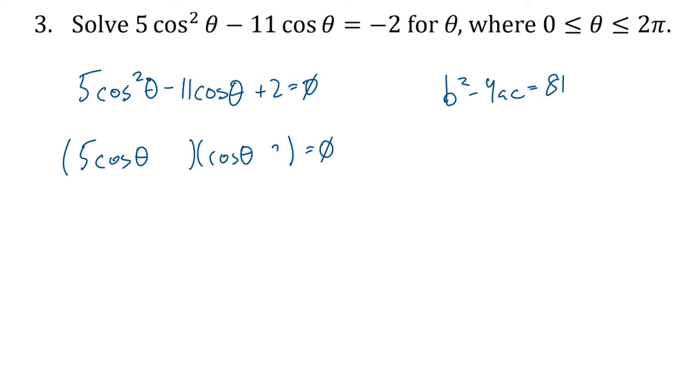Looks to me like it's going to be 2 and 1. So I get 10 and 1, which adds to 11. And everything's negative. Negative 1 times negative 2 gives the positive 2. Negative 10 minus 1 gives the negative 11.